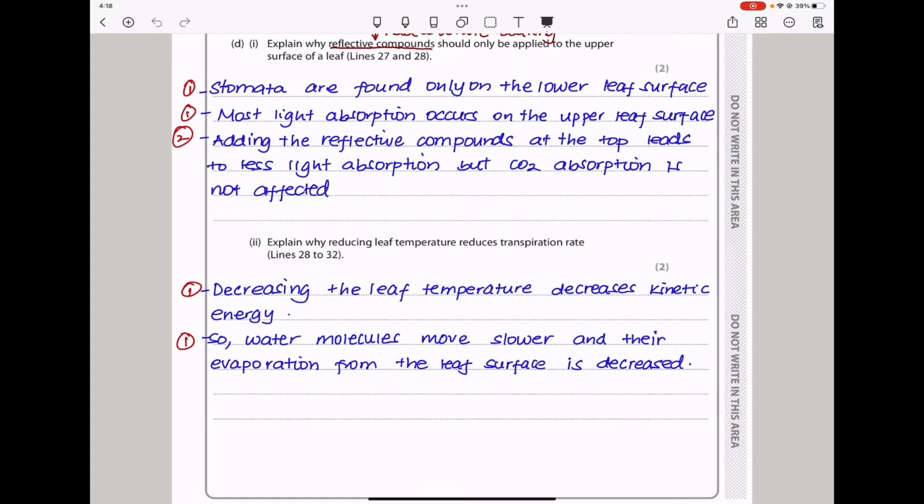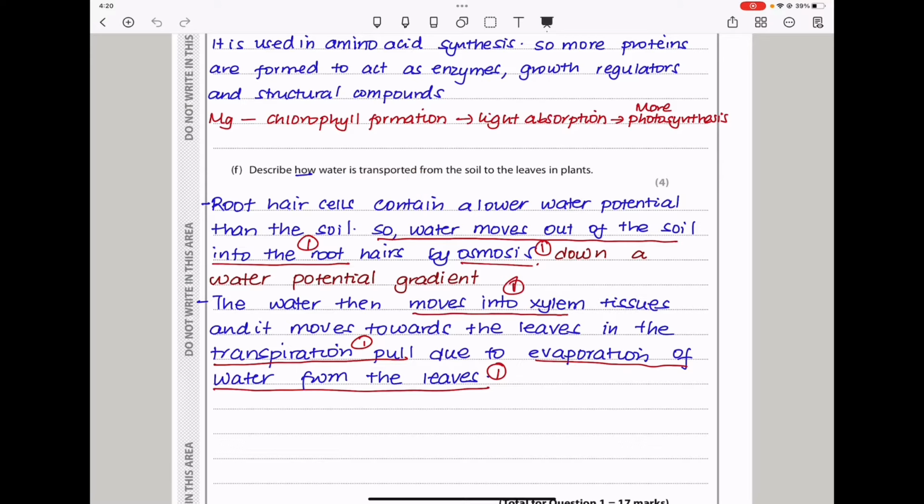In part F, describe how the water is transported from the soil to the leaves in plants. The root hair cells have a higher ion concentration, so they will absorb water by osmosis. Water is going to go through the whole plant by osmosis, moving from a region of higher water potential to a region of low water potential. So I said root hair cells contain a lower water potential than the soil, so water moves out of the soil into the root hair cells by osmosis. The water then moves into the xylem tissues and it moves towards the leaves in the transpiration stream due to the evaporation of the water from the leaves.